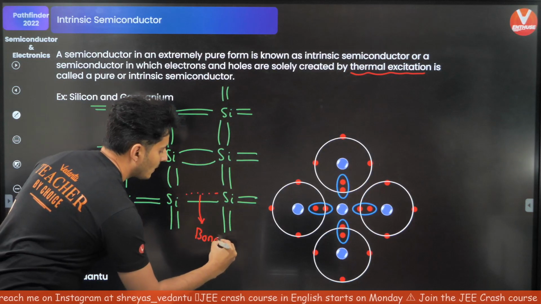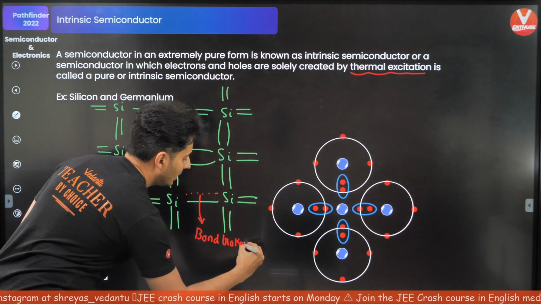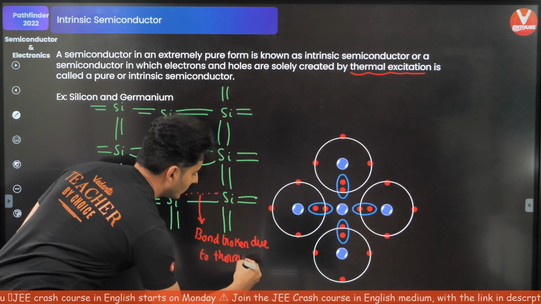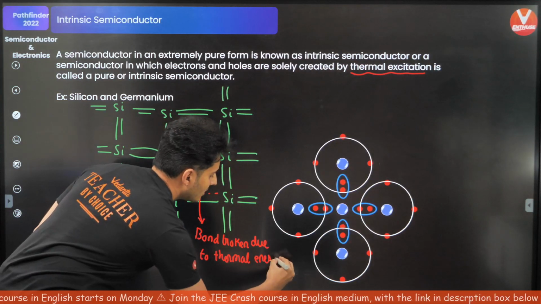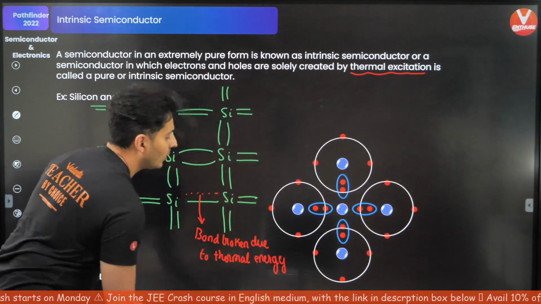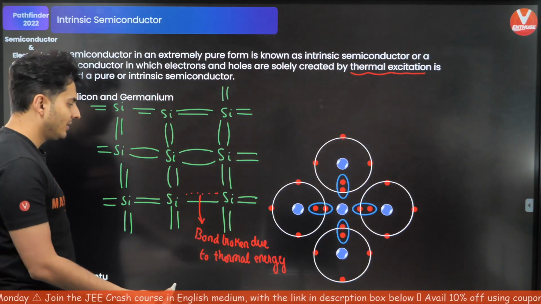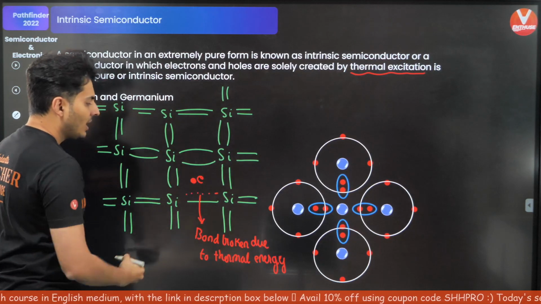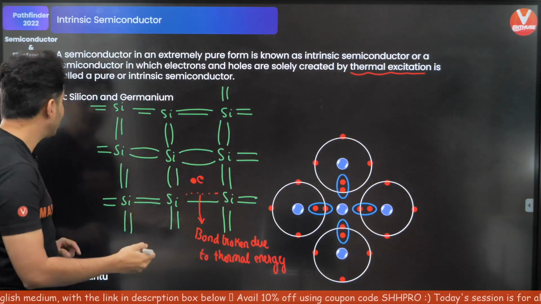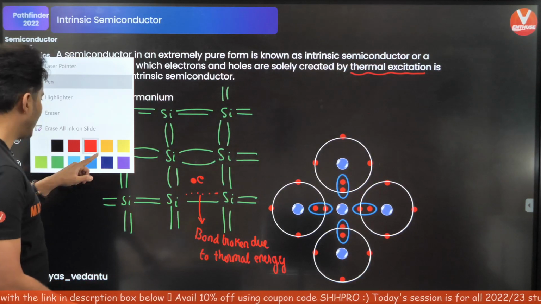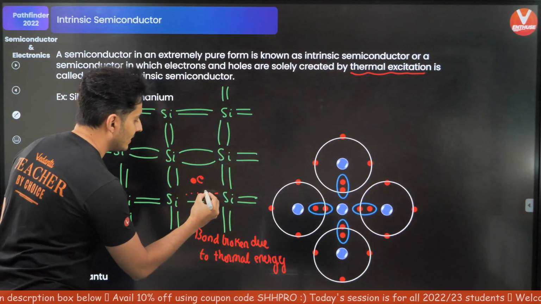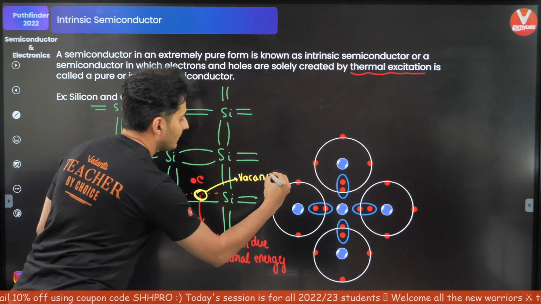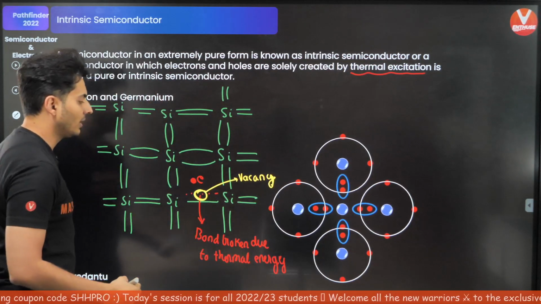Okay, so I can mention this over here. Bond broken due to thermal activity or energy. Now, the moment the bond is broken, you will have one electron which is free, and one vacancy created over here. You will immediately have one vacancy. This is your vacancy which is created over here.